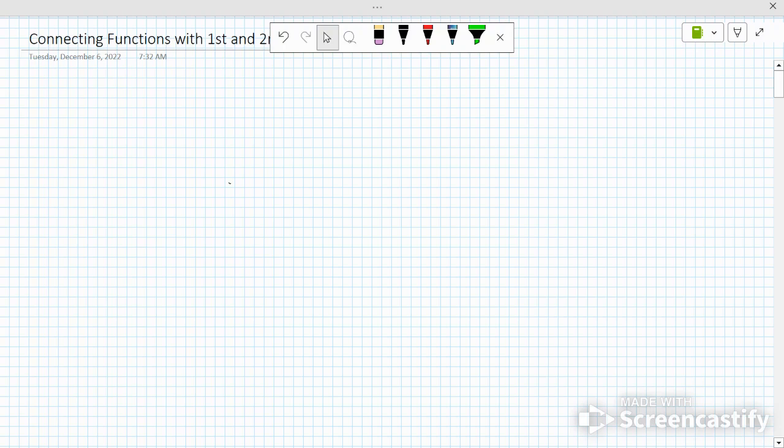We're connecting functions with first and second derivatives. So here we go.